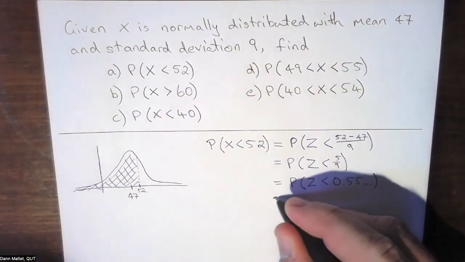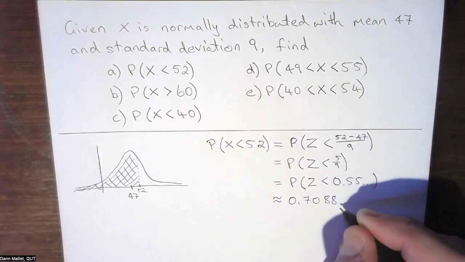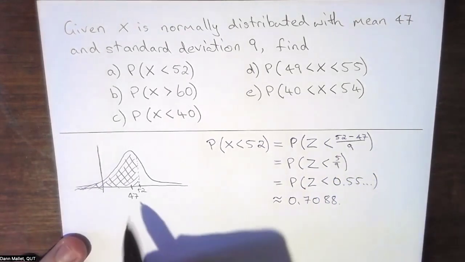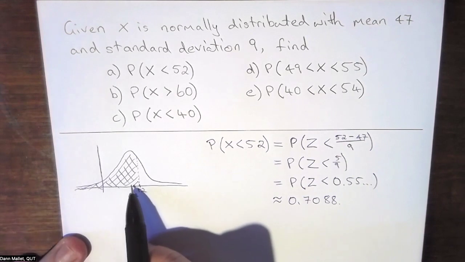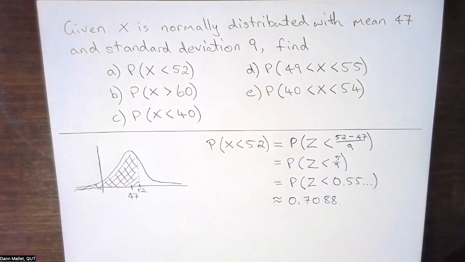0.7088. And that's approximate, it's rounded off. So I'm going to write it's approximately equal to 0.7088. Now, quick sanity check, that should be greater than 0.5, as I said before, and it is. So I'm okay with that, and I'll try to move on to the next part now.